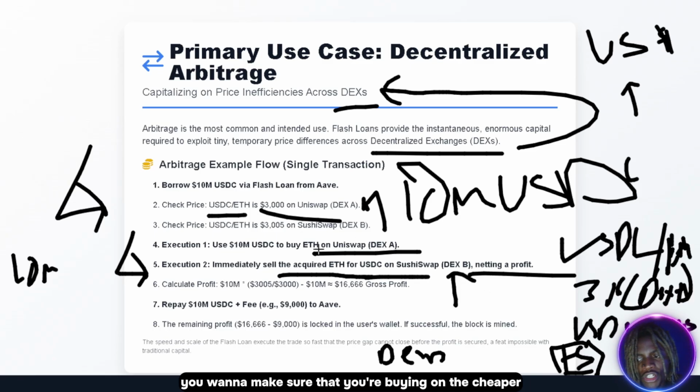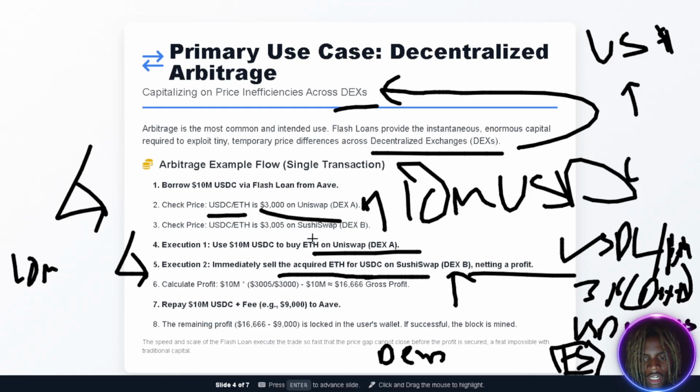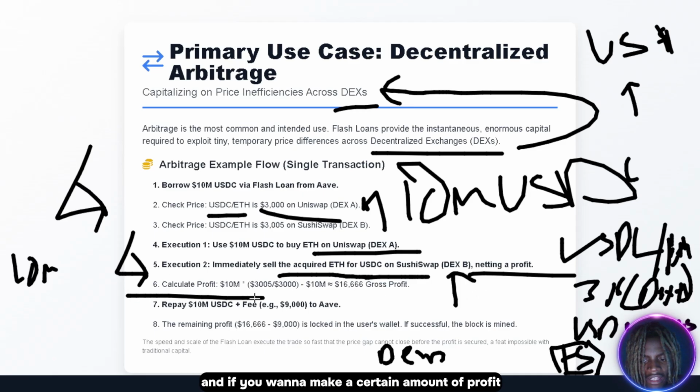So you want to make sure that you're buying on the cheaper exchange, and then you sell on the more expensive exchange, and you go ahead and make a profit. And if you want to make a certain amount of profit, let's say 10 million, for example.